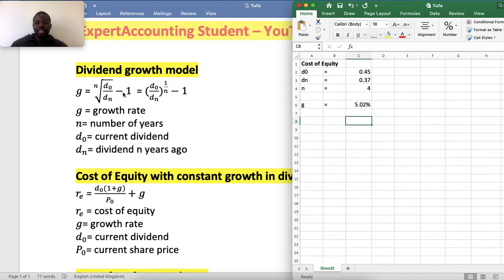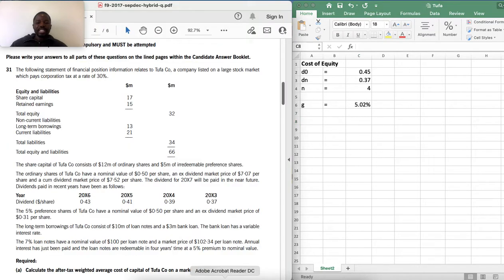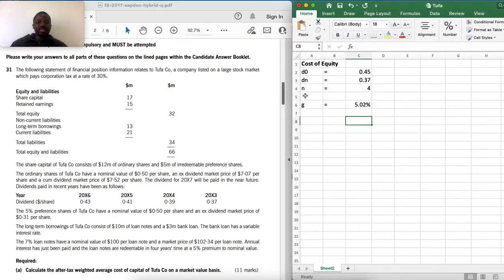This is our growth. Now we have to calculate the cost of equity. For the cost of equity, we have G now, we have D0, and we also have P0. Let me show you the P0. The P0 is the ex-div market price. So we can put here P0 is equal to 7.07. Always use the ex-div market price.